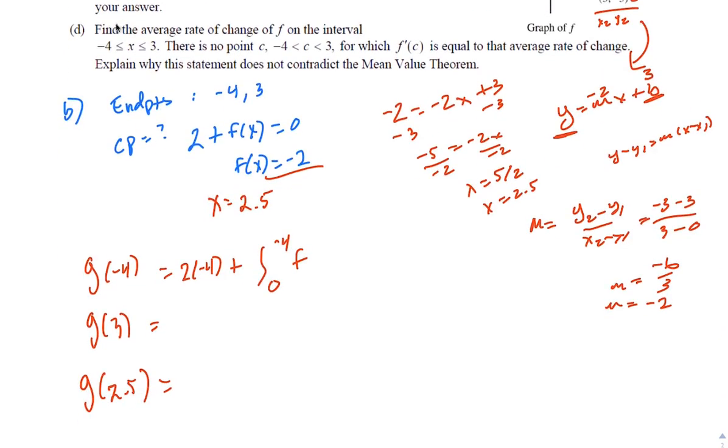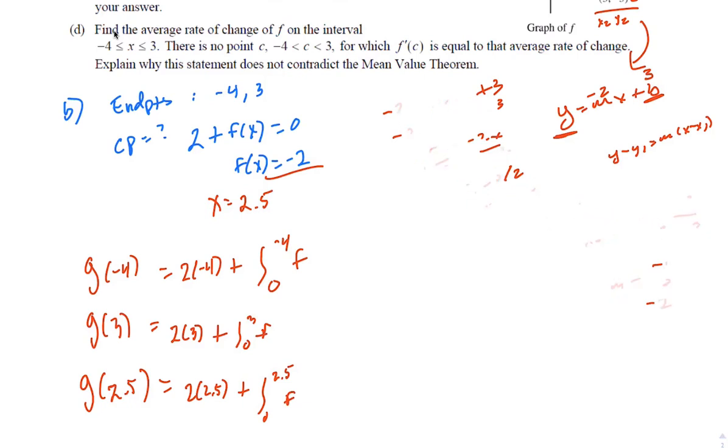Yes. I'll write these out too, right? So it's going to be 2 times 3 plus the integral from 0 to 3. And then 2 times 2.5 plus the integral from 0 to 2.5. Let me erase this. I don't need this anymore. And then we'll focus on each one of these one by one.